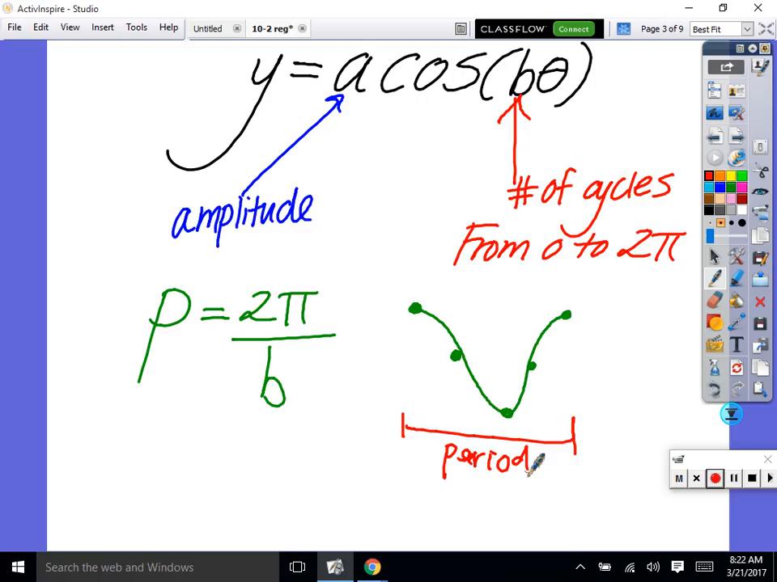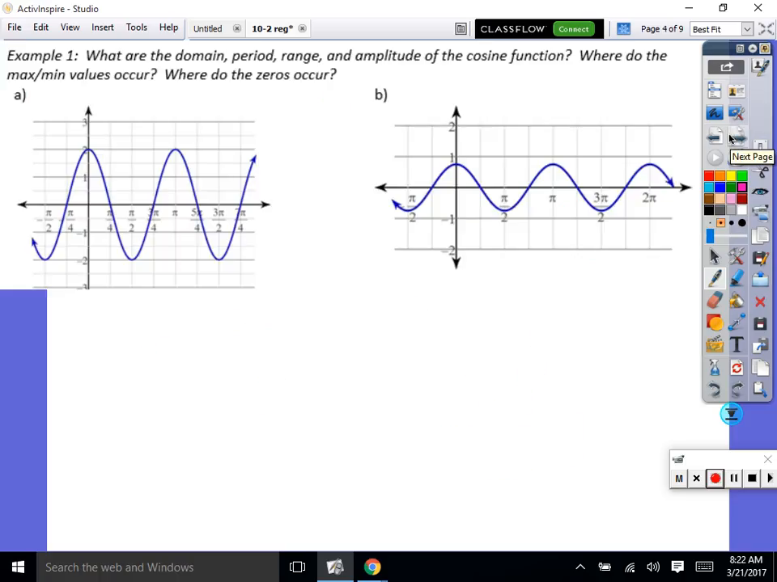That's what period means. So cosine is the same as sine. So now it's pretty easy just to extend our knowledge from what we learned last time, because it's the same idea. Are we ready? Good to move on or need more time? Okay, here we go.